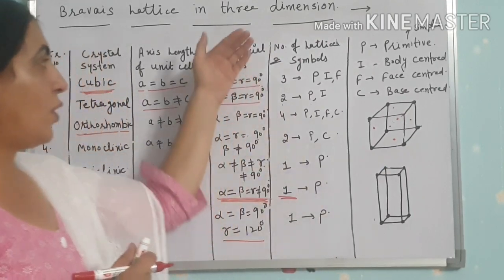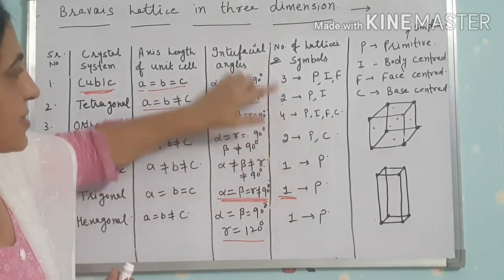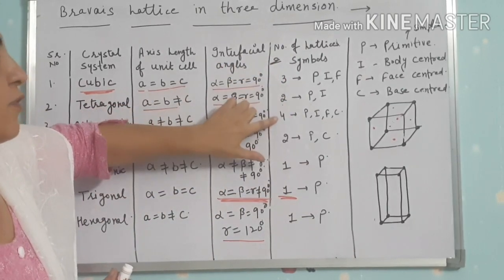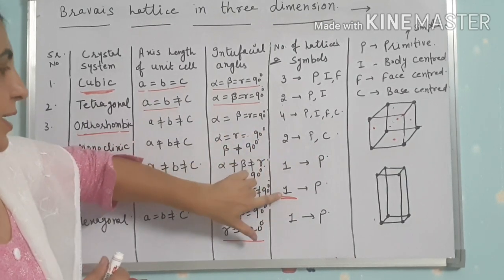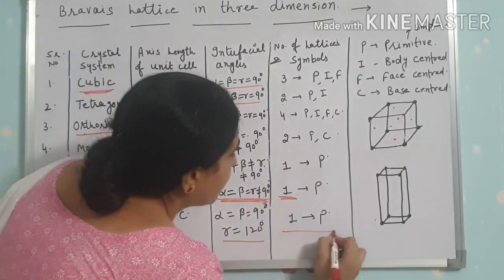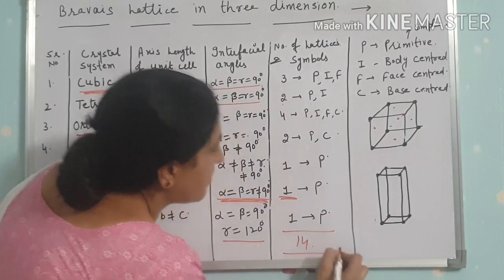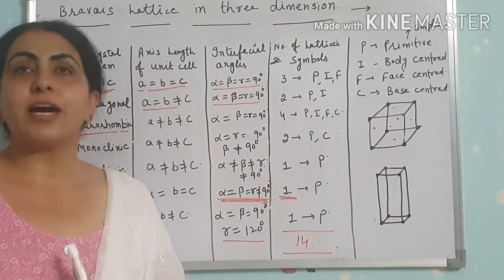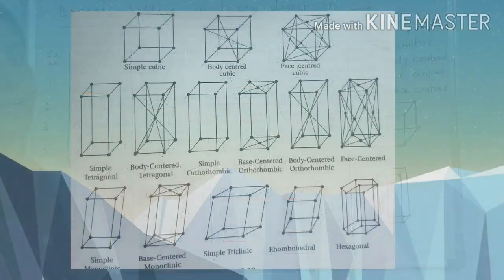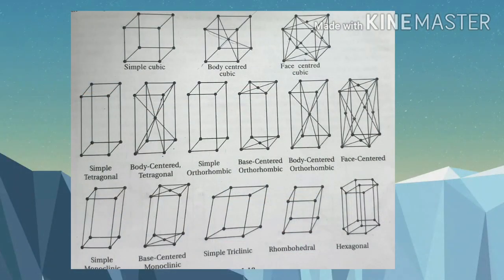So when we add these: 3 plus 2 is 5, 5 plus 4 is 9, 9 plus 2 is 11, 11 plus 1 is 12, 13 and 14. So total Bravais lattices in 3-dimensional are 14, and in 2-dimensional they are 5. So this is all about the Bravais lattices in 2 dimension and in 3 dimension. Thank you.